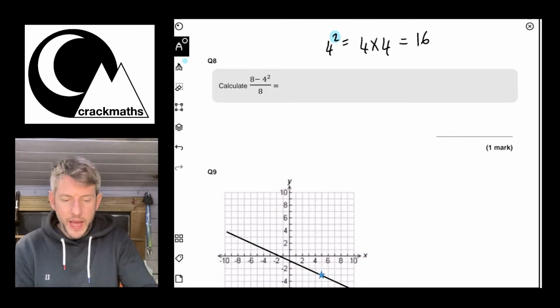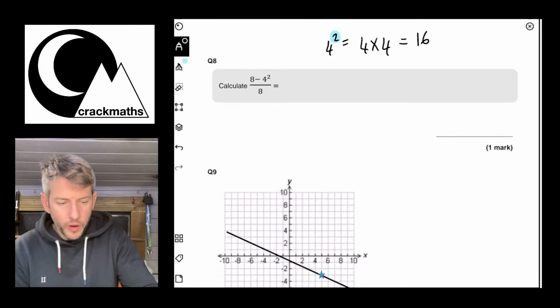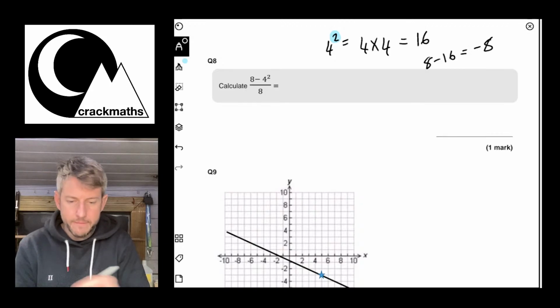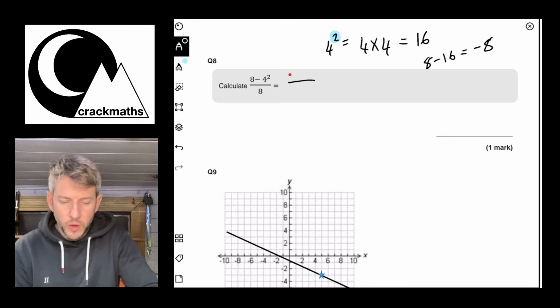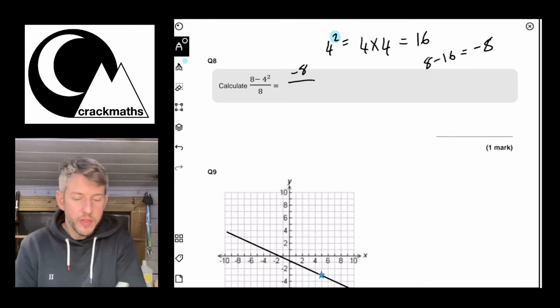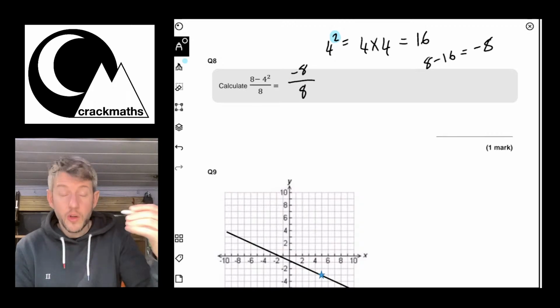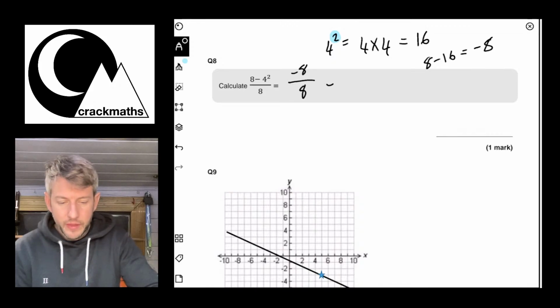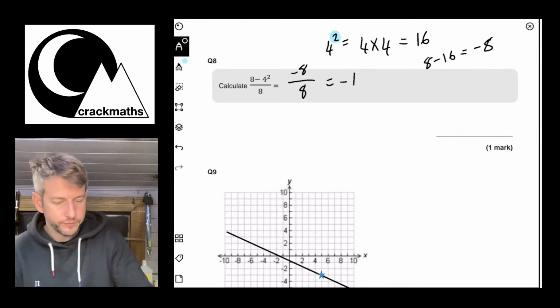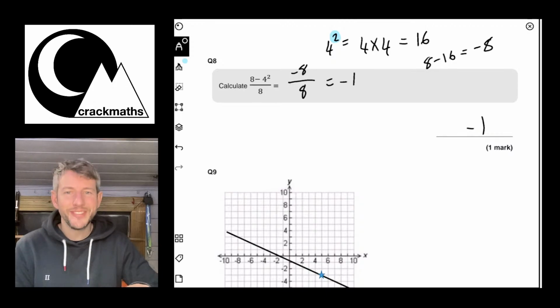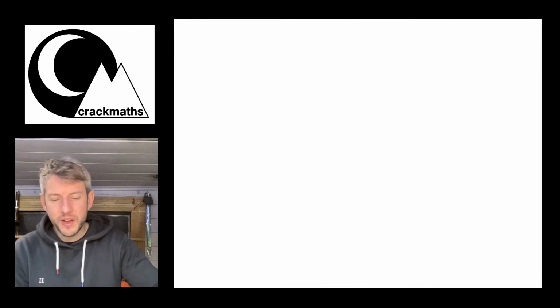So now we've got to do 8 take away 16. Well, 8 take away 16 equals negative 8, okay? So the top bit becomes minus 8. The bottom bit becomes 8. Minus 8 divided by 8 equals negative 1. Negative 1. Okay.